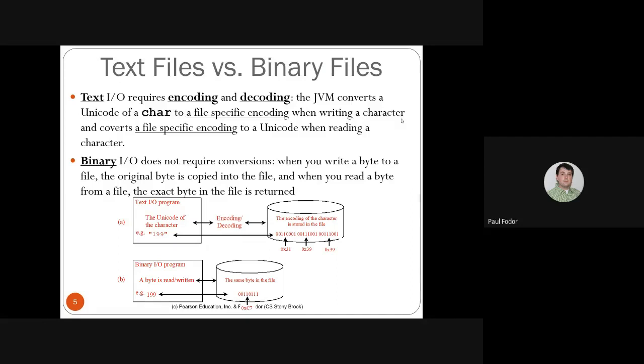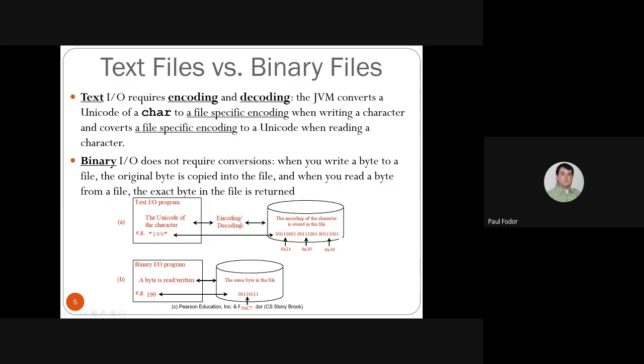So the way that the text input output works is the JVM converts the Unicode of the character to the file-specific encoding before you write a character, and then converts a file-specific encoding to Unicode when you read that character back. For binary, you don't have to do any such thing, because binary means that the byte is written to the file in that original form, and when you read it, you actually still read a byte from that file exactly as it was originally written.